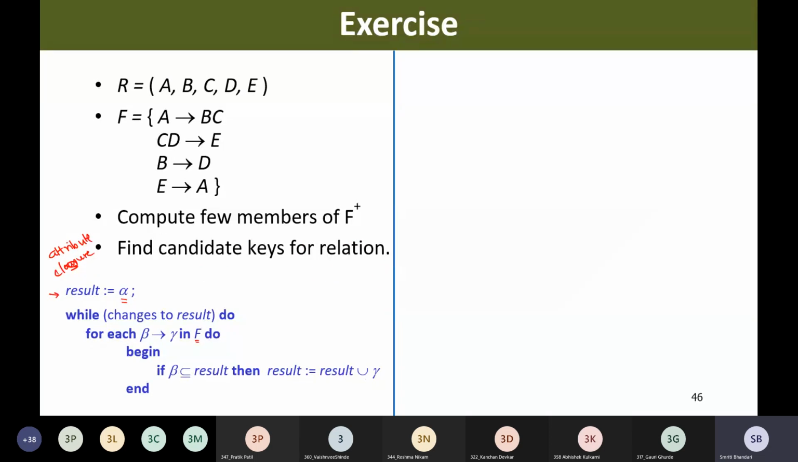We have seen that one of the uses of attribute closure is to find the super keys. So how are we going to find the super keys now? Let us try. We have 5 attributes in relation schema R. So let us find the closures for each and every attribute of this R. Let us find A plus, the attribute closure of A.